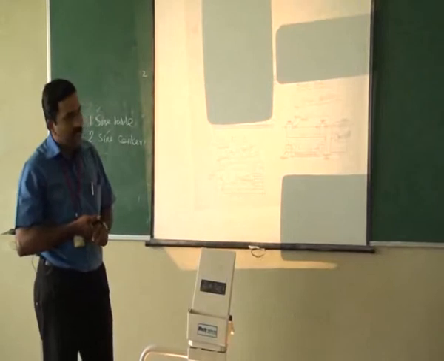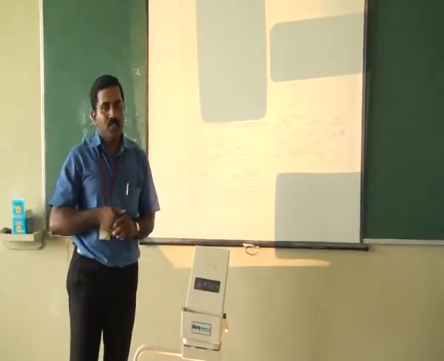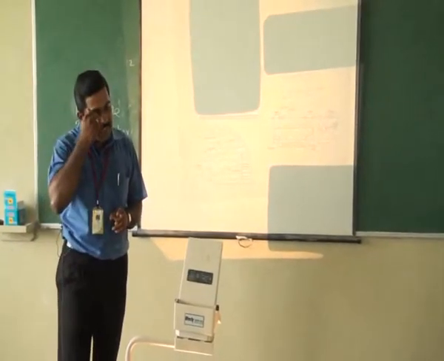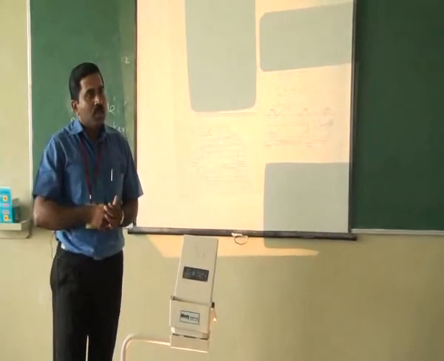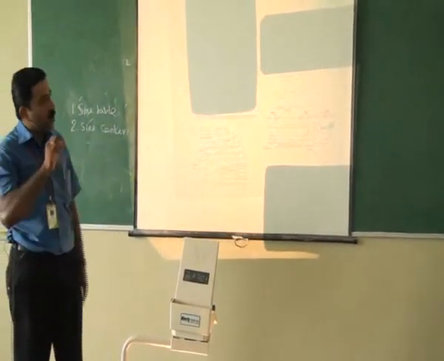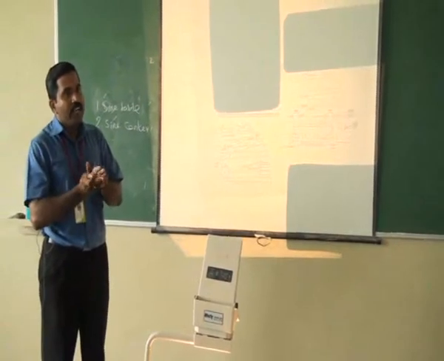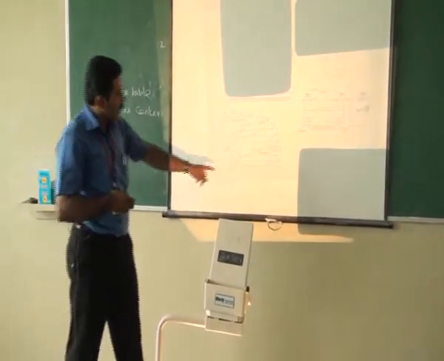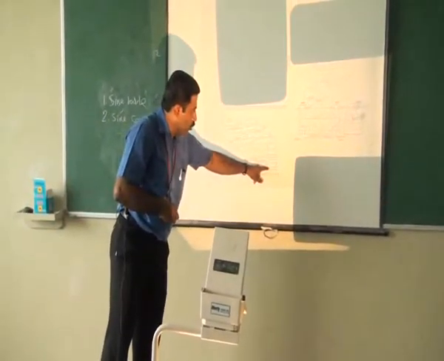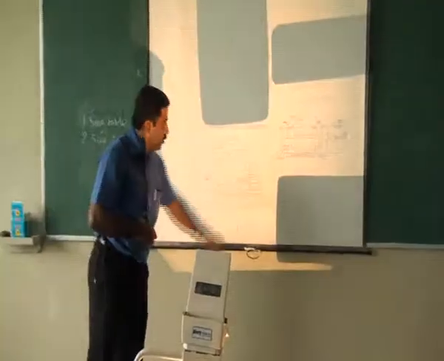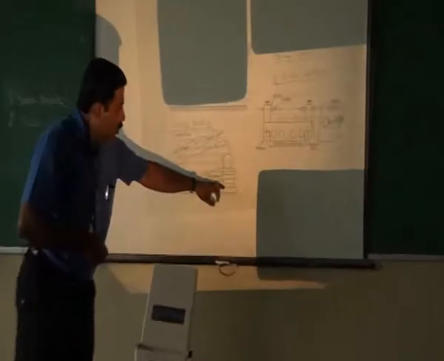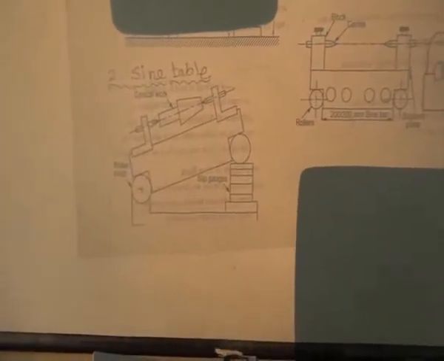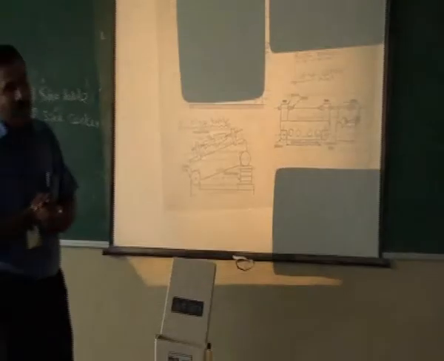And then the next one is angle gauges. How to set the angle gauge? Normally with slip gauges we measure linear measurements. We add the slip gauges, and they give the linear measurement value. So how do we measure angular measurements? By using angle gauges.